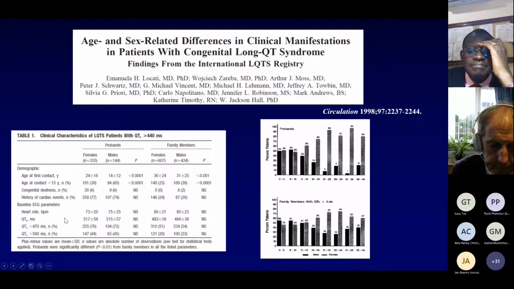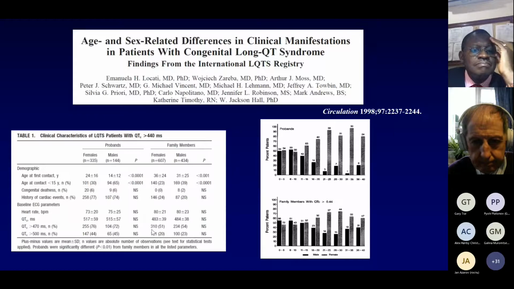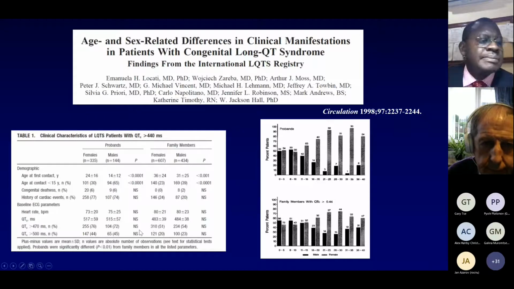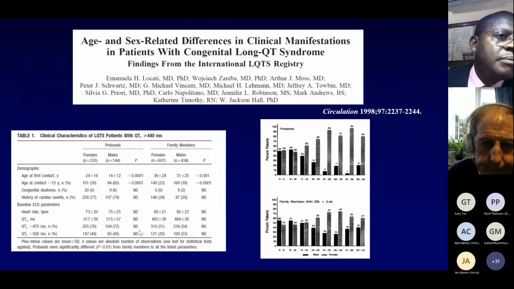What you can appreciate is that there is no significant difference between men and women in terms of duration in this pre-specified high-risk group like probands. The average was 517 and here 515, and for family members obviously it is shorter, 480 and 480. Here all of them were, we call them affected, above 440, and we appreciate the fact that despite the fact that we have more women in those cohorts, as shown on the right, women dominate especially after puberty. There is no significant difference in QT duration between men and women in such long QT cohorts.